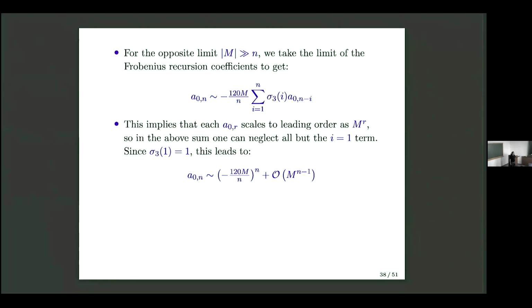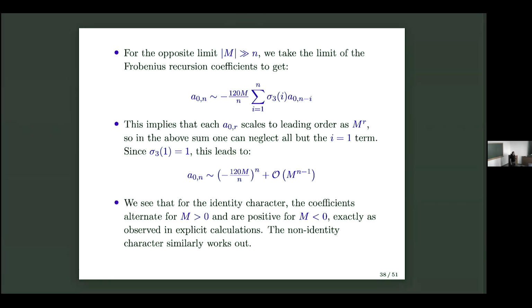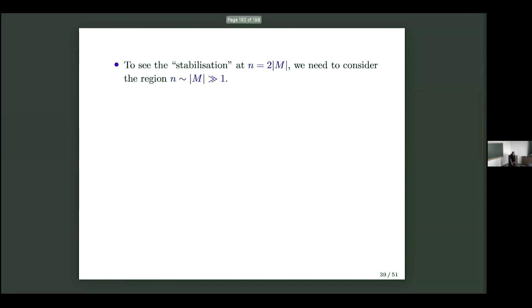If m is positive, you see that this is alternating with n. And if m is negative, then it's not. This is the identity character. So exactly what we expected. Okay. So this is very beautiful. The non-identity character similarly works out. And so for low values of n, that is the early coefficients in the series, but large c, we have confirmed the general property of quasi-characters.